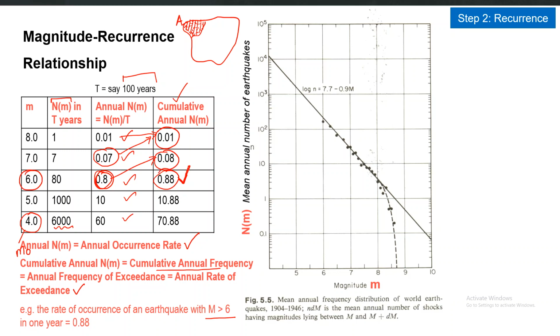So this 0.88 means that this is the rate of occurrence of an earthquake with magnitude greater than 6 in 1 year, because this is the annual cumulative frequency or annual cumulative rate. So that's how, using the past data, we can calculate the annual frequency of exceedance, and its units will be the number of events per year, because this is annual.